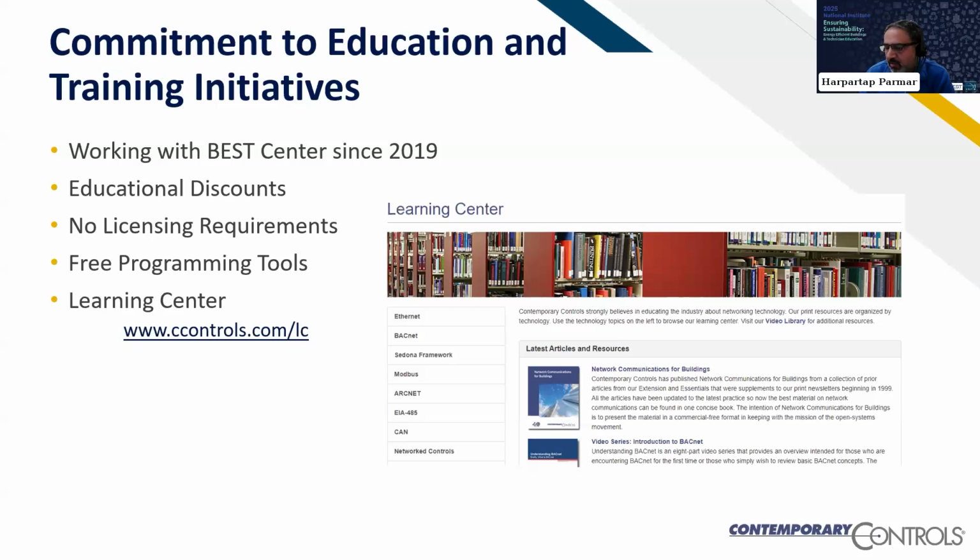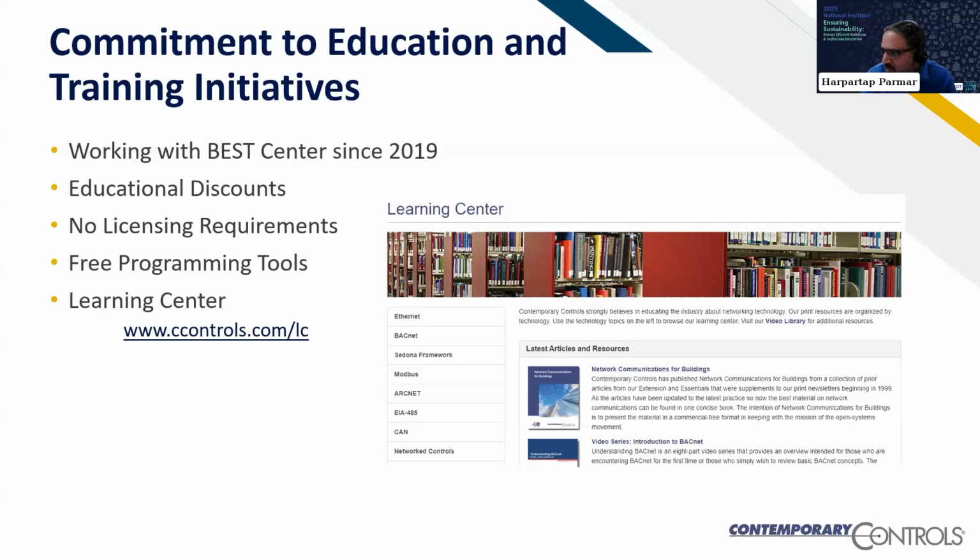And then there are additional resources besides Ethernet and BACnet. If you go to our learning center at ccontrols.com/LC, you can learn about Modbus. There's more information about EIA 485 networks. So you have Modbus and BACnet MSTP, which use this RS485 wiring. So there are special bias and termination requirements. So if you want to learn about that, that's also available on our Learning Center.